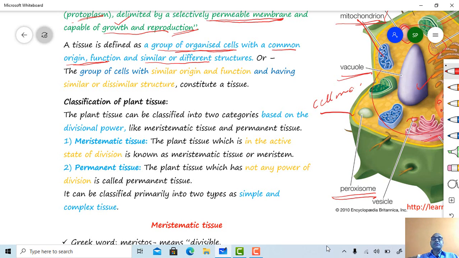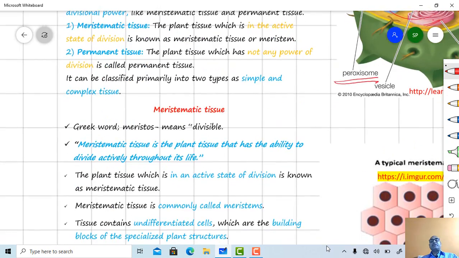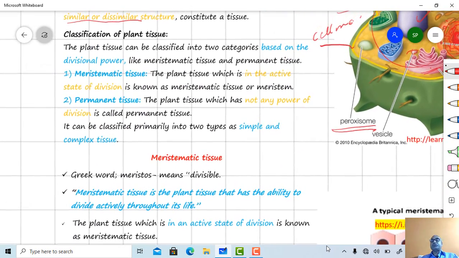See another definition: a tissue is a group of cells with similar origin and function and having similar or dissimilar structure is called a tissue. Okay, then what is tissue? Tissue is a group of cells which have a common origin and function, but structurally they may be similar or may be different.